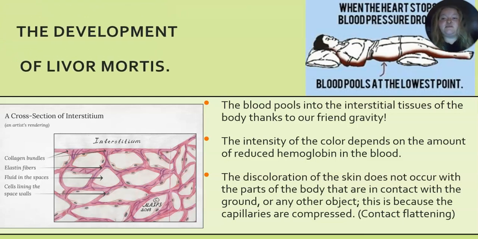The development of livor mortis, so how it starts. The blood pools into the interstitial tissues of the body thanks to our friend gravity. So this I just have showing here. This is where the blood would be pooling, fluid in the spaces. This is where it would be pooling. So the intensity of the color depends upon the amount of reduced hemoglobin in the blood.